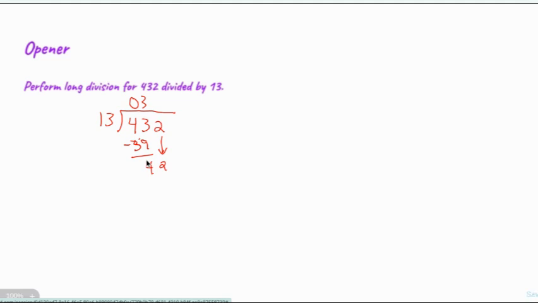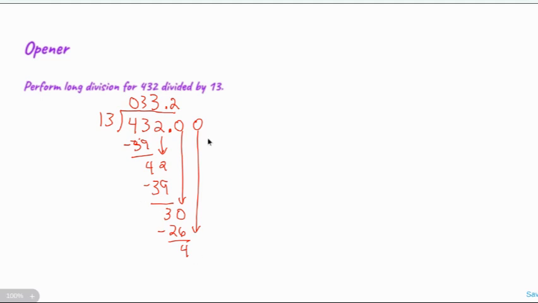And how many 13s go into 42? Well, that would also be 3. Minus 39. And we got 3. And now, since we still have a remainder, we can go ahead and bring down a 0 if we wanted to. 13 into 30, that would be 2 times. Minus 26. We're going to get 4.